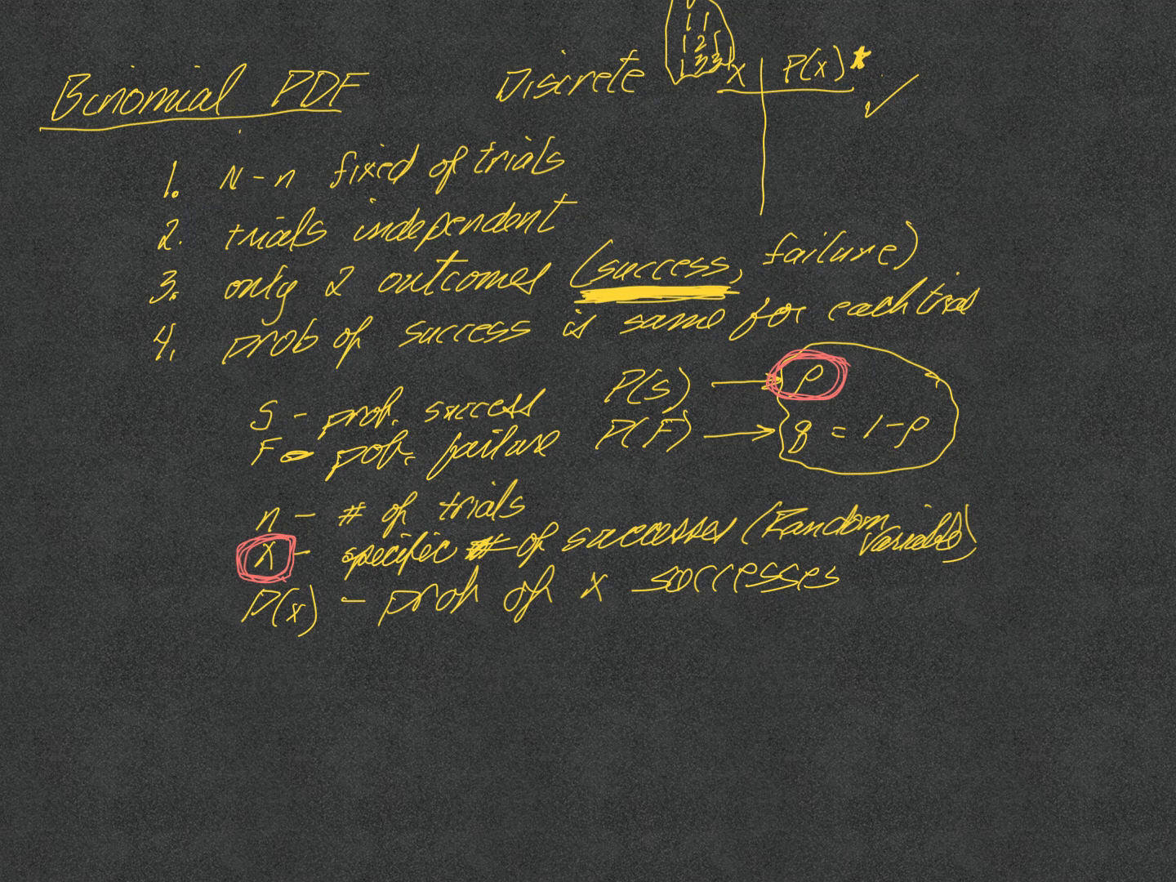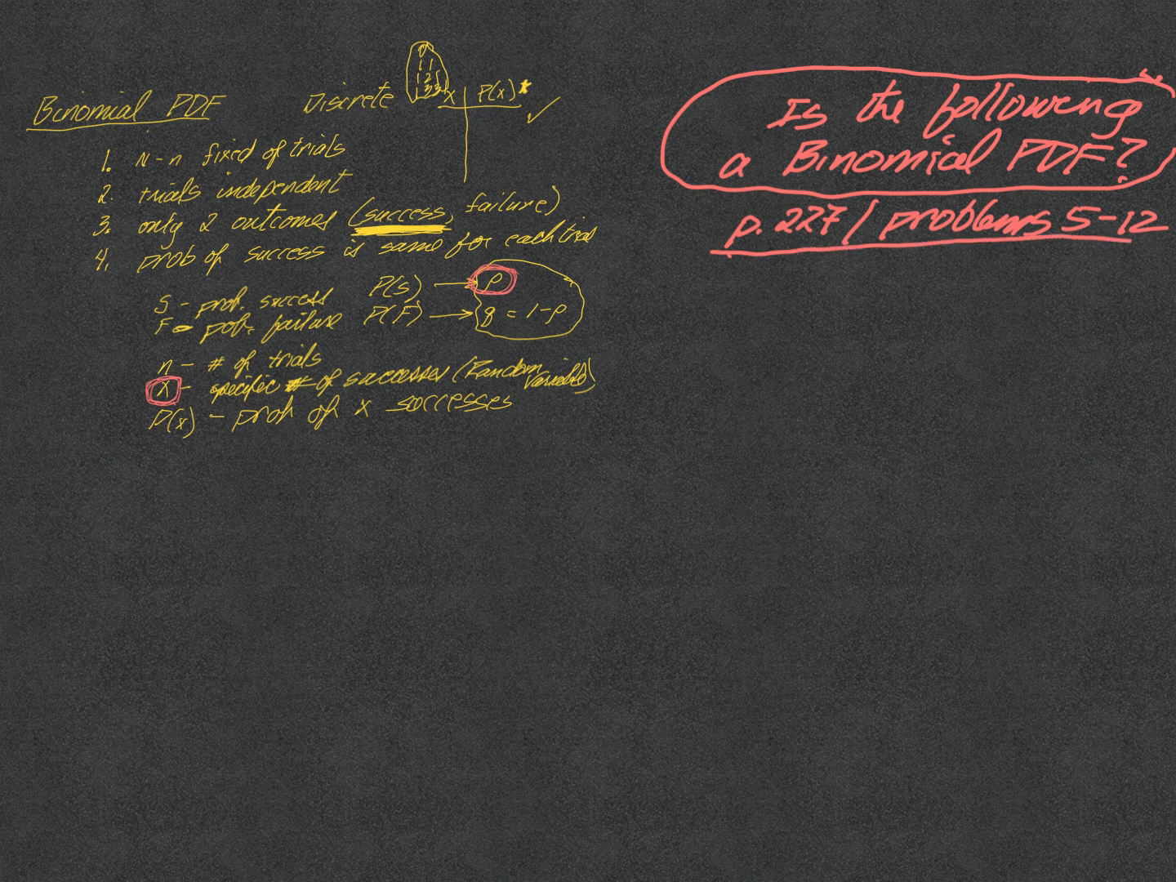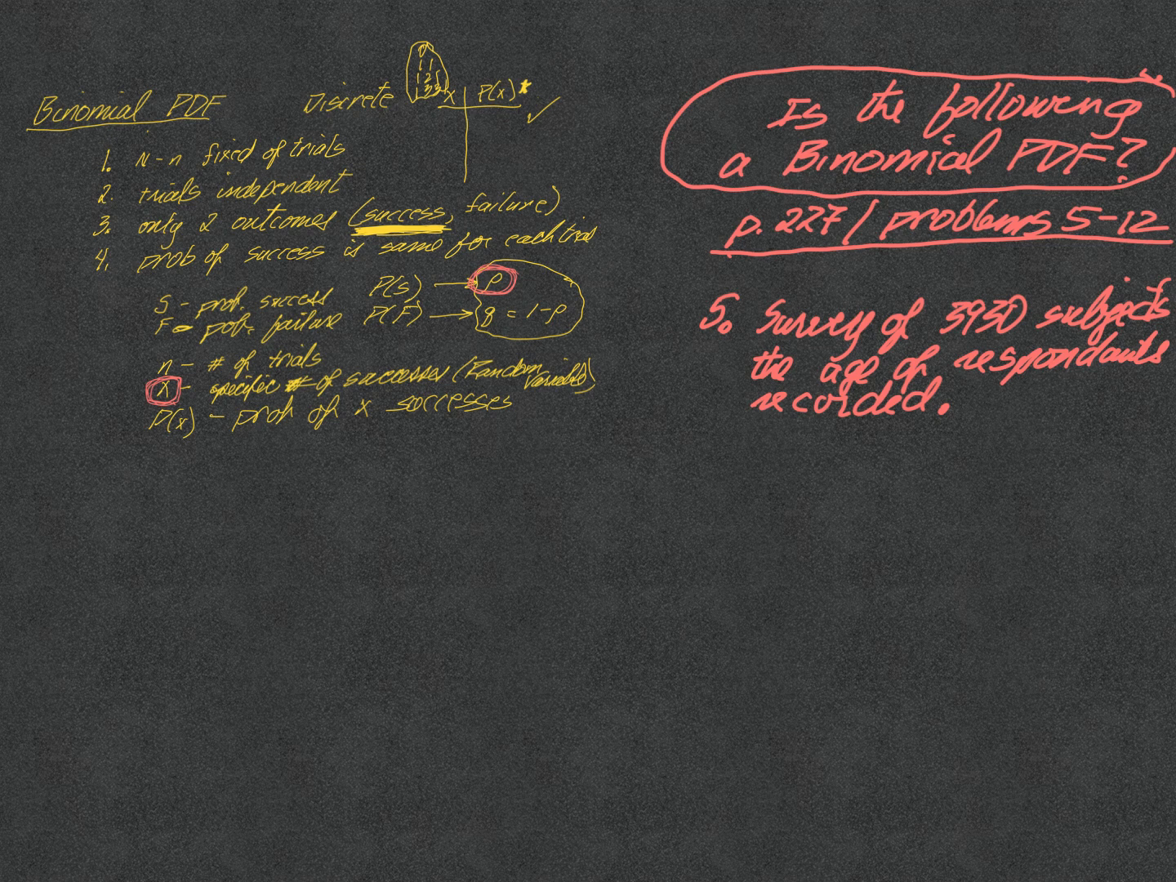Okay, let's move on. The first thing we have to do is decide: is the following a binomial probability distribution? We're looking at page 227 in the textbook, problems 5 through 12. There are some examples there, and I will pick a couple. Let's do number 5 first. Here's number 5, sort of abbreviated. We have a survey of 3,930 subjects, and the age of the respondents is recorded.